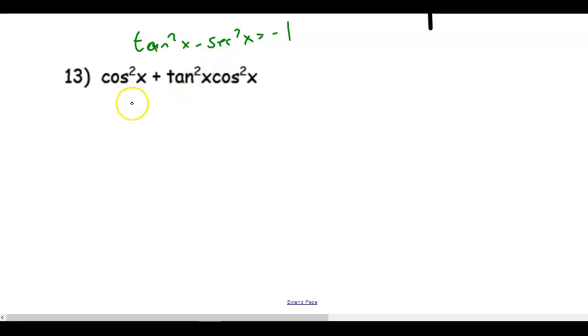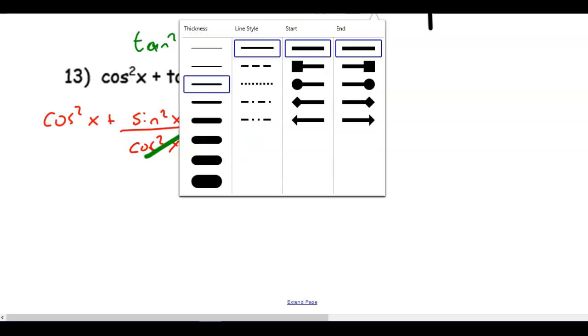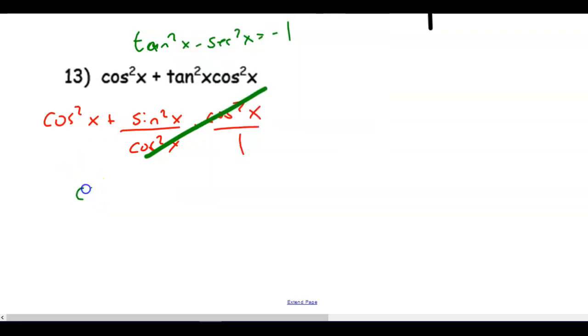Now, right here, cosine squared plus tan squared cosine squared. Alright, we have cosine squared plus, I want to convert tangent squared to sine squared x over cosine squared of x times cosine squared of x over 1. Well, if you notice, that cancels. So I now have on the left side of the plus cosine squared of x, and on the right sine squared of x. Well, your Pythagorean identity tells us cosine squared plus sine squared is 1.